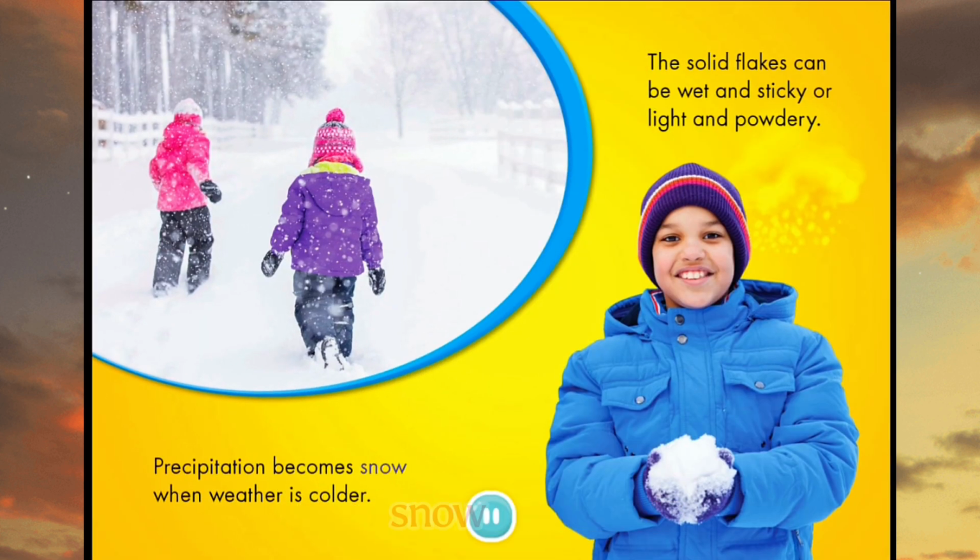Precipitation becomes snow when weather is colder. The solid flakes can be wet and sticky, or light and powdery.